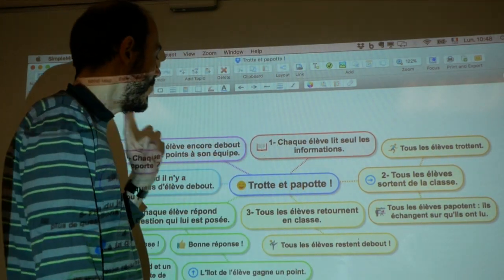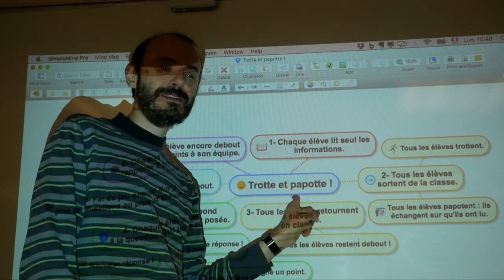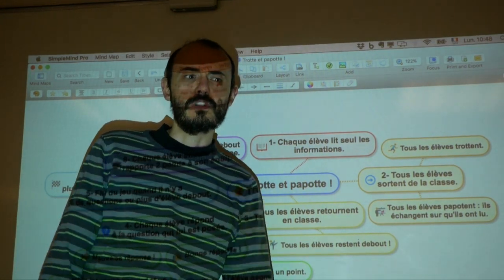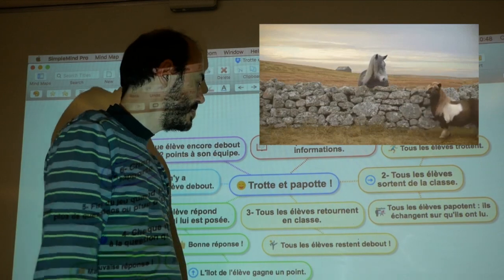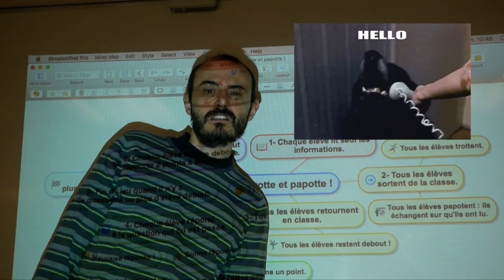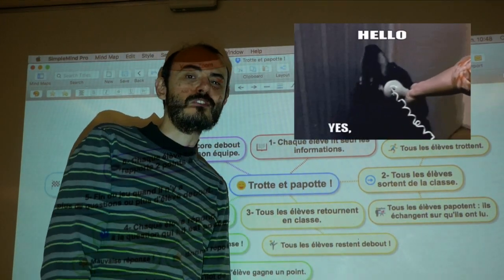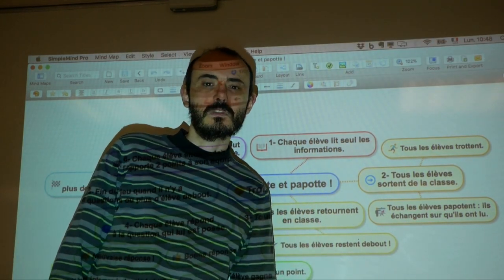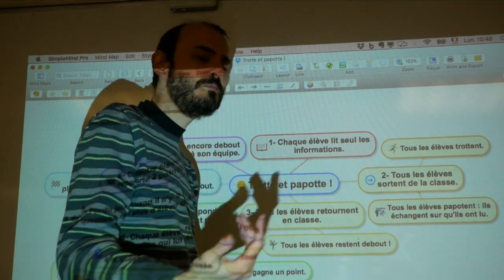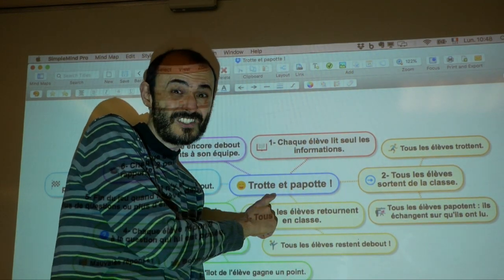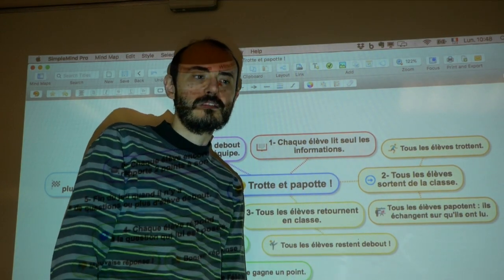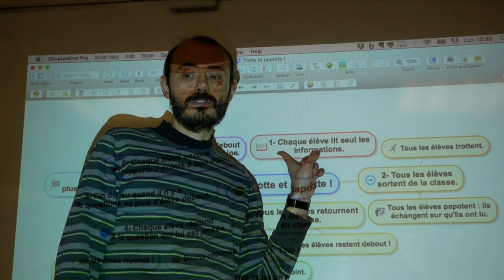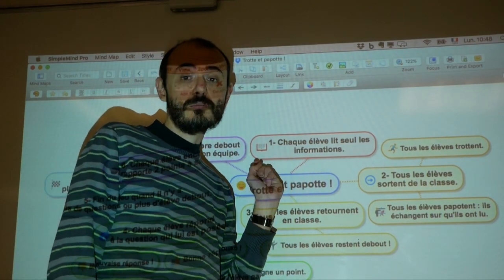So, I decided to call it trot et papote in French. Trot is when a horse walks slowly, le trot, and papote is for chat. So, walk and talk. I try to translate it into trot et papote to be quite accurate. In fact, it would be marche et parle, but it's less fun than trot et papote. Trot and papote. So one, the students read a document on their own.